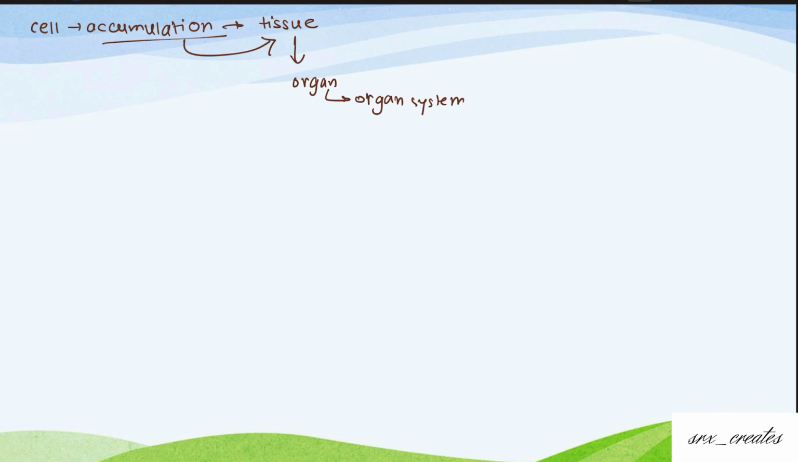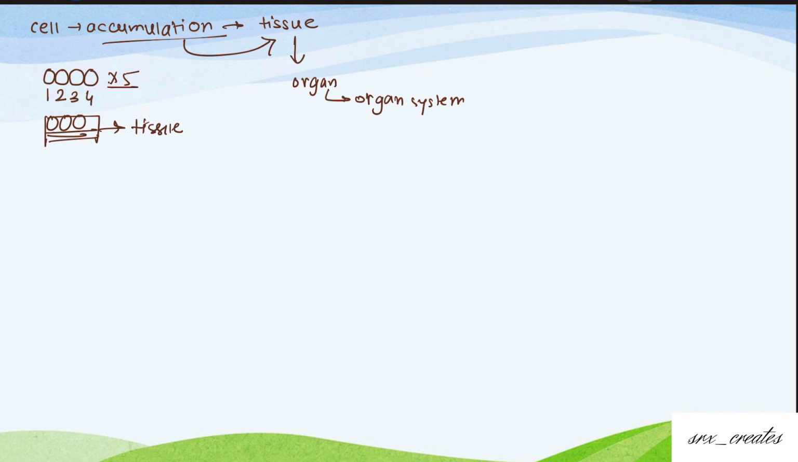It's very important: accumulation of cells gives tissue, accumulation of tissues gives organ, then organ system, then organism. Just see it. If these are cells, I am repeating this concept again: 1 cell, 2 cells, 3 cells, 4 cells, let's say there are 20 cells. That group of cells is collectively called tissue.